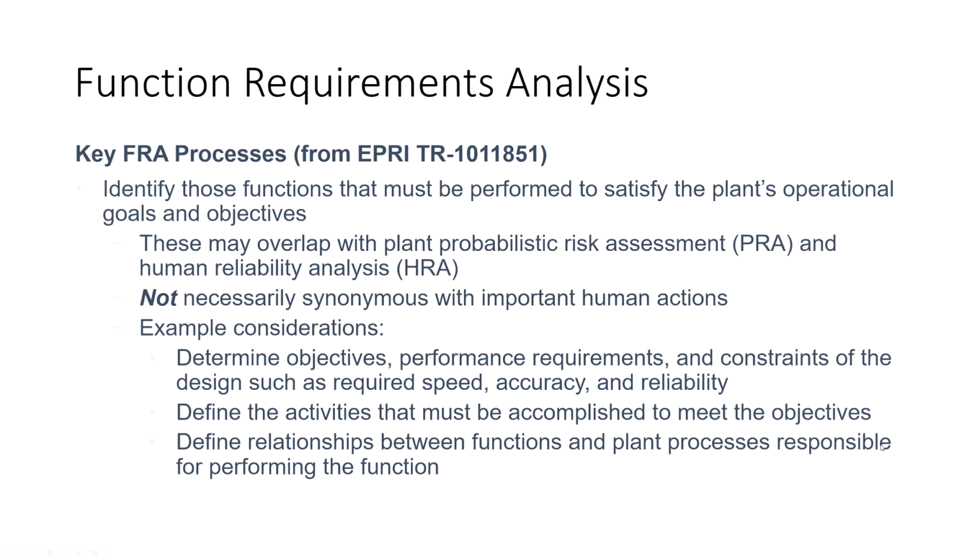Okay, so there are key FRA processes. This is also currently being updated, at least in the nuclear field, but there's an EPRI document that guides a lot of these. It identifies functions that must be performed to satisfy the operational goals and objectives. It may overlap with probabilistic risk assessment or human reliability analysis. Those methods will often use decision trees or fault trees that, again, break down the steps needed for success. Not necessarily synonymous with important human actions or critical tasks, but can be, depending on how you're breaking it down.